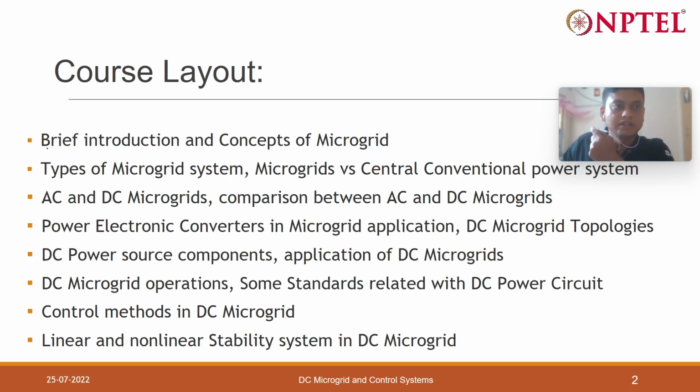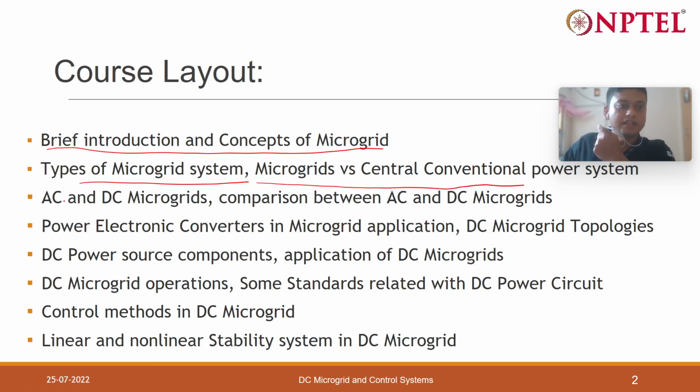So this is the syllabus, or course layout, for this NPTEL course. We will see the brief introduction and concepts of microgrid in the first week, and the types of microgrid system, and the difference between microgrids and the centralized, conventional power system. After that we will see the types of microgrids, in which we see AC and DC microgrids, and compare these two different topologies, AC and DC microgrids.